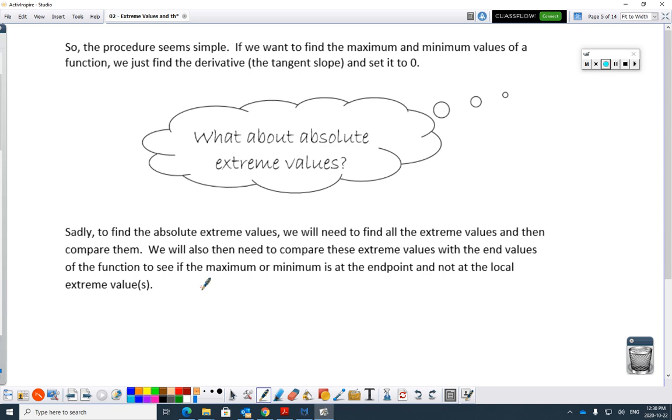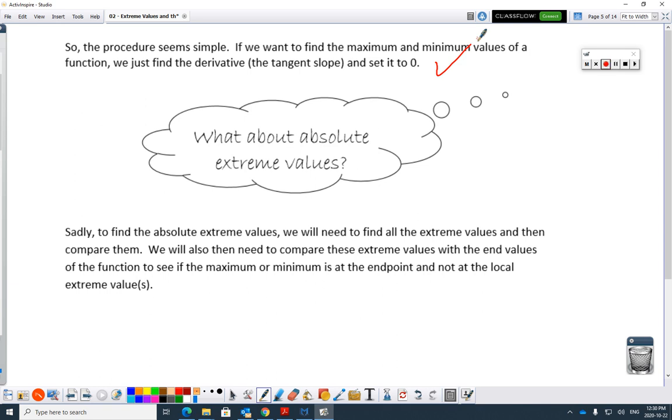So the procedure seems simple. If we want to find the max minimum values of a function, we just find the derivative and set it to 0. That is absolutely true. That's what we're going to do. We were just doing that. We were building those charts and we were finding maxes and mins. We can already do that. What about absolute extreme values?